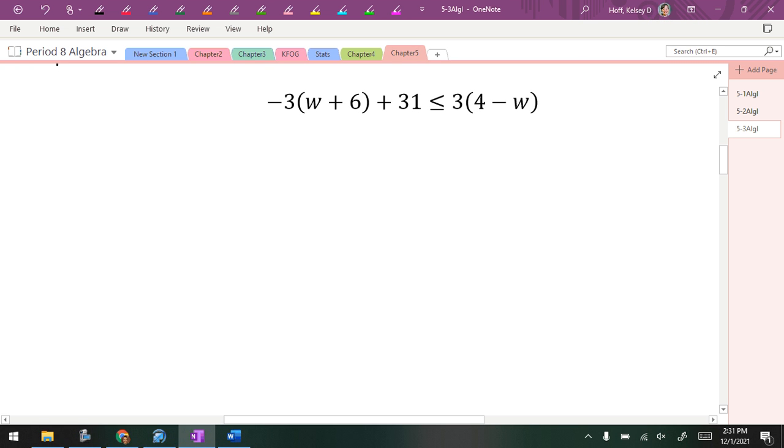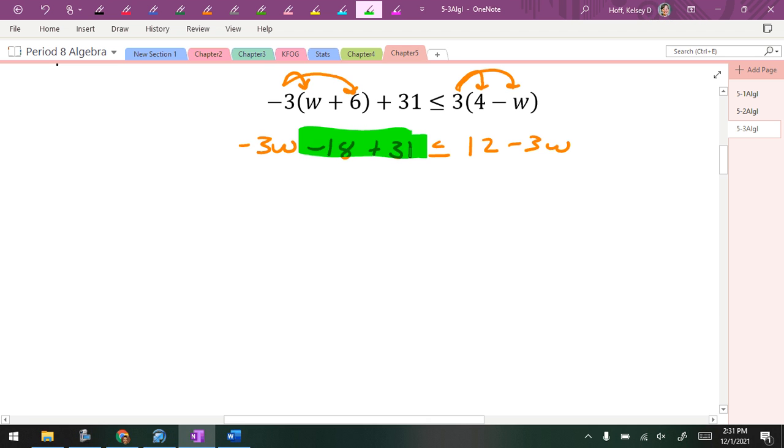You should distribute first. Because if plus 31 wasn't there, then you could divide by negative 3. But you'd have to divide 31 by negative 3, and then you'd end up with a fraction. Not a bad idea otherwise. All right, let's distribute. What do you end up with? Negative 3w minus 18 plus 31. Nicely done. What should I do now?